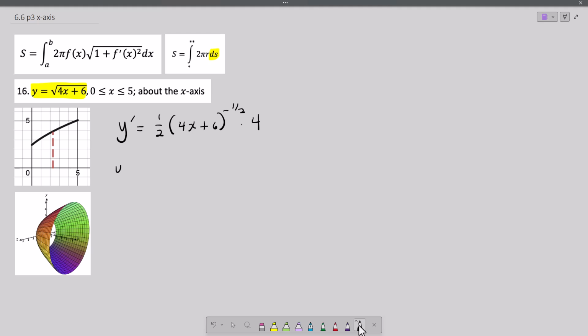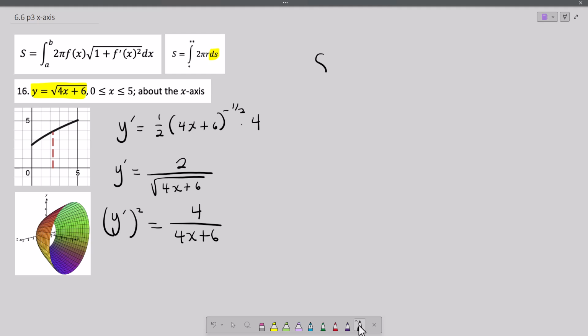Now if we simplify this a little bit, we're going to have 2 divided by the square root of 4x plus 6. So that's the derivative of the function. And if we square it, we'll have 4 divided by 4x plus 6. And then we'll add 1 to it and put it underneath the square root.